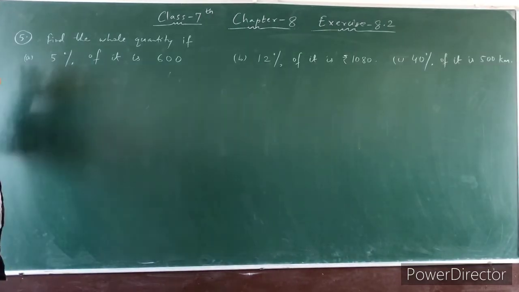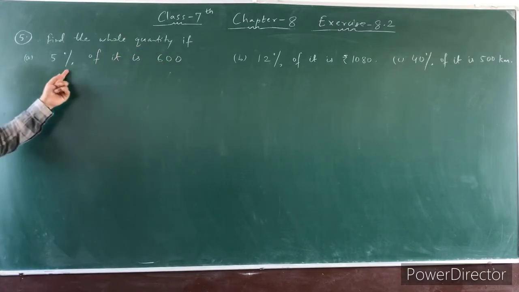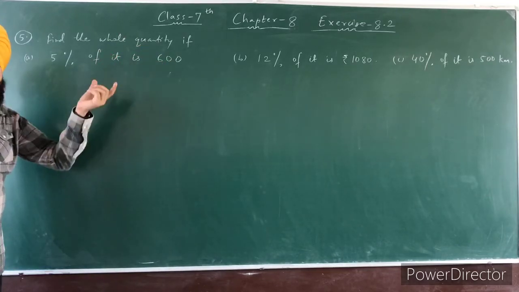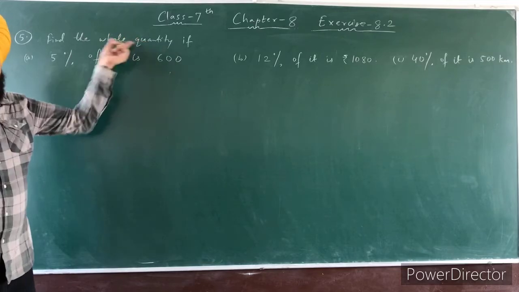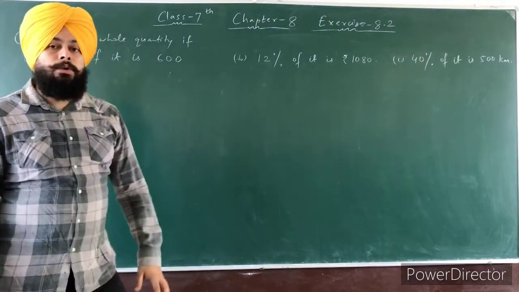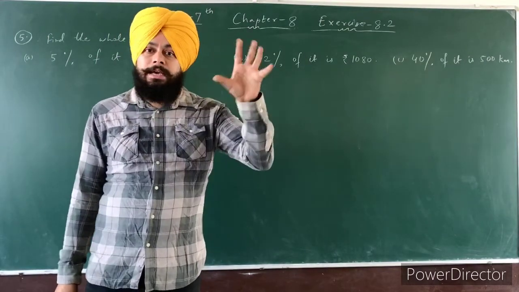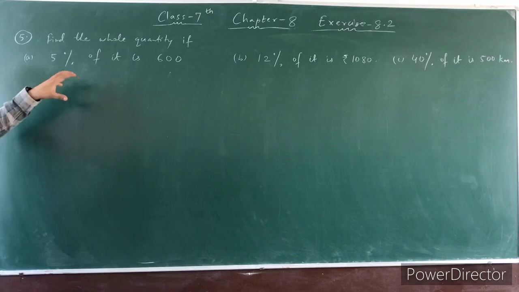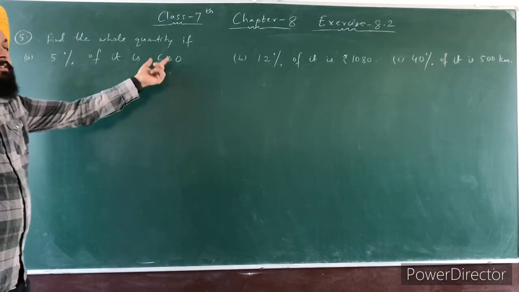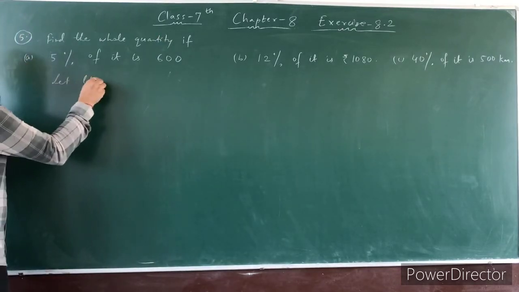Next, this is your question number 5. Find the whole quantity if 5% of it is 600. So we have to find the whole quantity. In this question you have to take the whole quantity as x. So we have to find the value of x, in which 5% of x is 600. Yes, students.